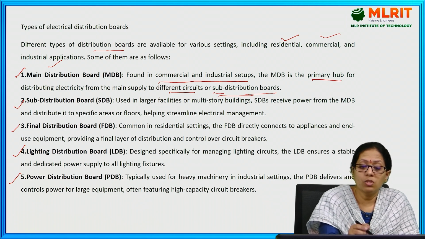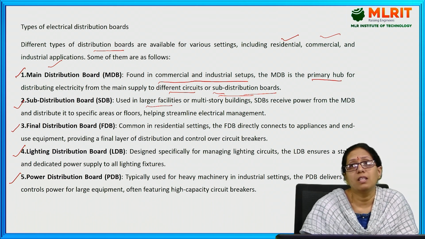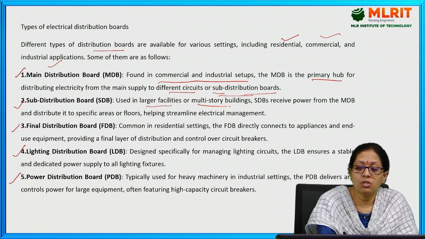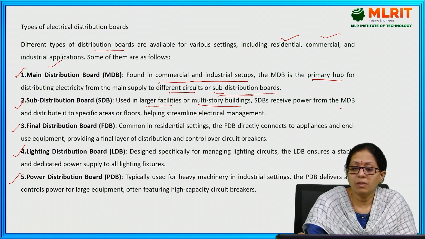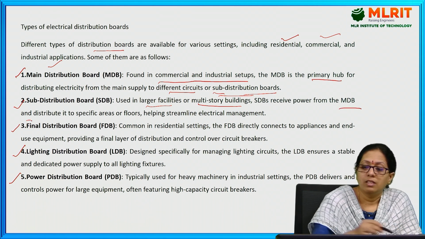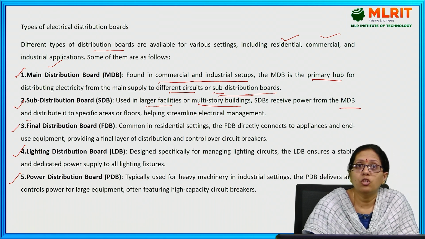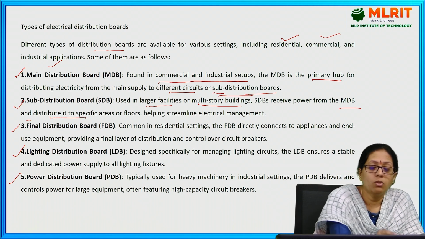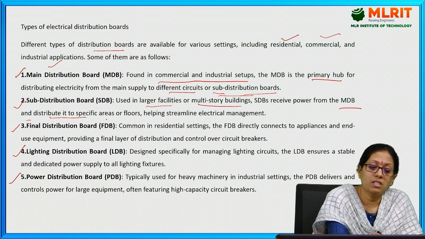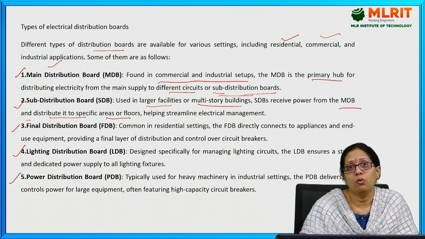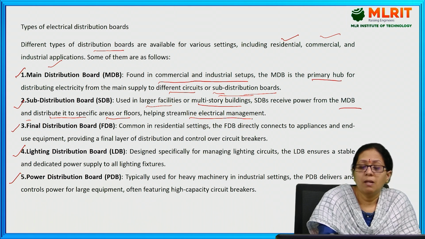The second category is the sub-distribution board, that is SDB. It is used in larger facilities or in multi-storied buildings. In multi-storied buildings, the SDB receives power from the MDB, that is the main distribution board, and distributes it to specific areas or floors, helping to streamline electrical management.